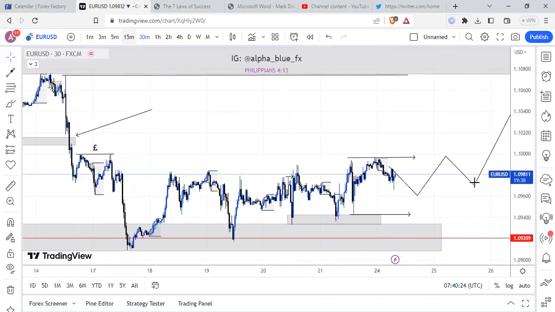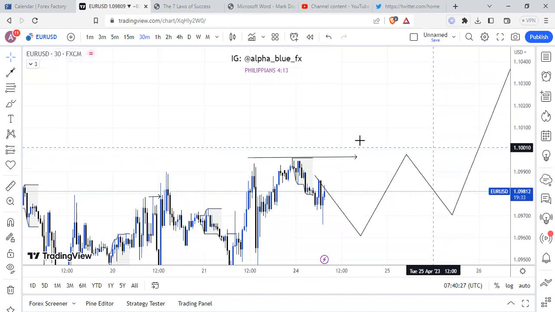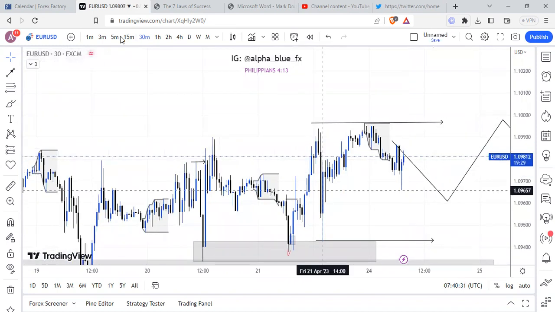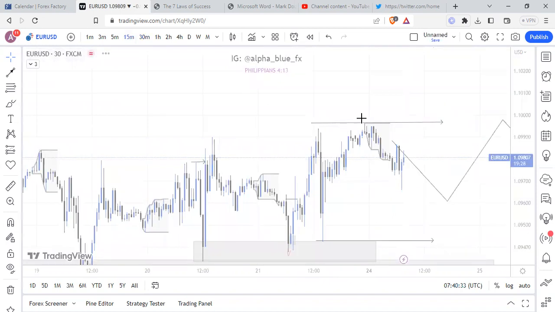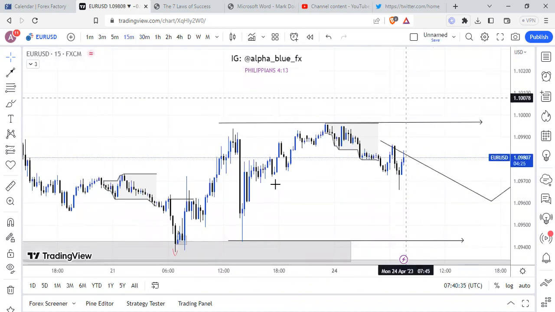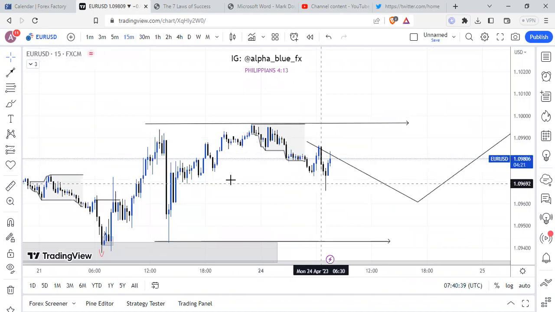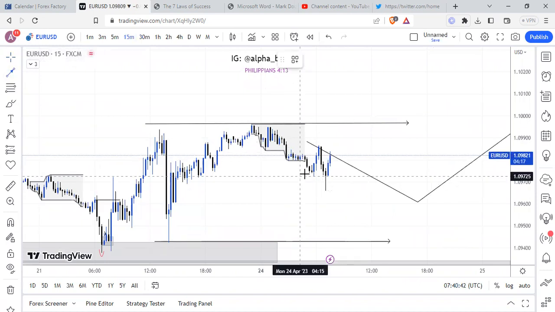Now, let's go to the lower time frame and see what price is probably doing. If you look at this on the lower time frame, let's go to the 15-minute. You'll see that price has broken out of this Asian range. This is the Asian range. Price has broken out of this Asian range and has given a break of structure to the downside right here.